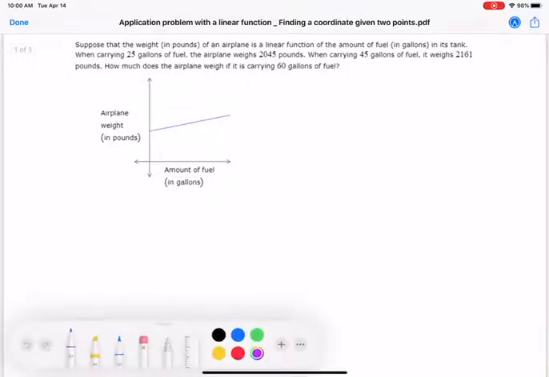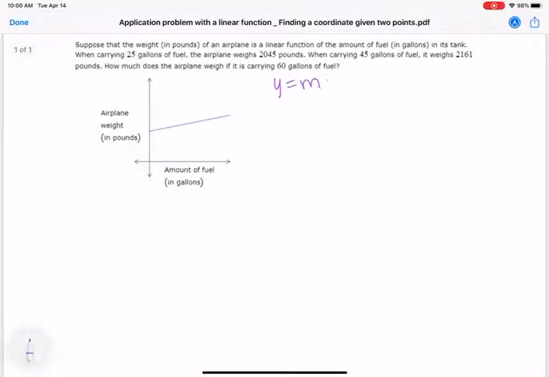So in this problem, we need to come up with a linear function, which means that it's going to end up being in the form y equals mx plus b. And what this means is that we have to go find the slope and the y-intercept first. Okay, so they give us some information here.